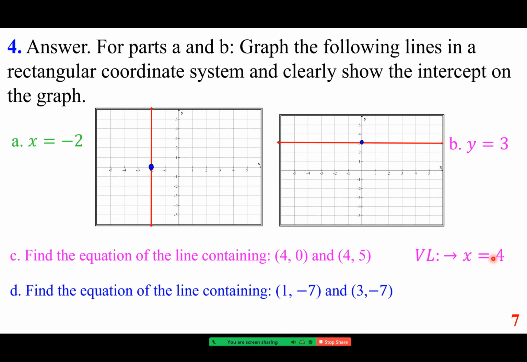On the other hand, when we look at this part, we notice the two pairs have the same y coordinate, which means, again, we don't have to go through the process. We can right away recognize this is a horizontal line with the equation y equals -7. It is fixed at y equals -7, and that's the difference between the two. All right. So vertical lines, horizontal lines.